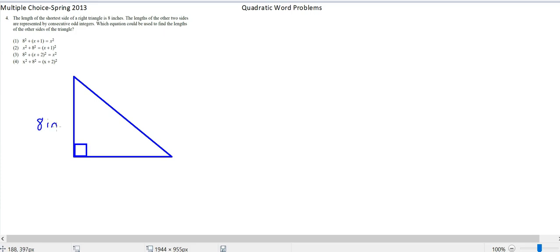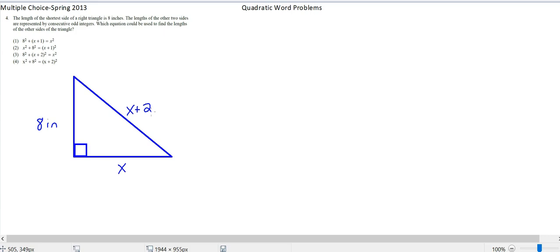And the lengths of the other two sides are consecutive odd integers. So one side is going to be x, and the other side is going to be x plus 2, because let's say x would be 5, then x plus 1 would be 6, which is even, and x plus 2 would be 7, which is odd. So those are the other two sides of the triangle.